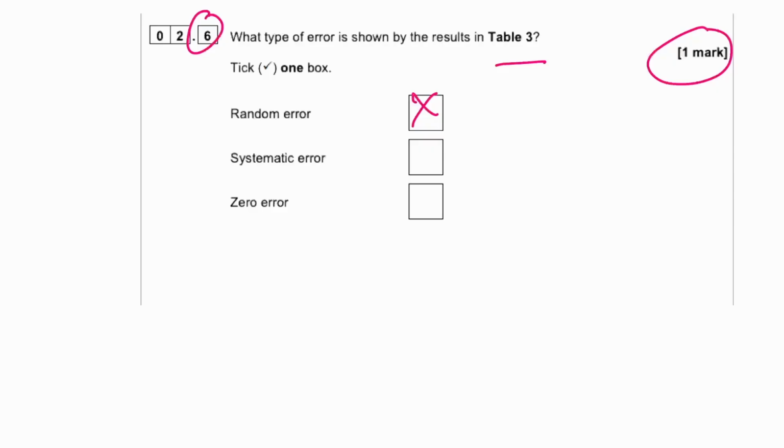Only half of the students actually gave the correct answer. And one of the more popular answers was actually systematic error. A lot of students say systematic error. There's nothing in the question to suggest that it's systematic. Okay, so we'll leave that there.